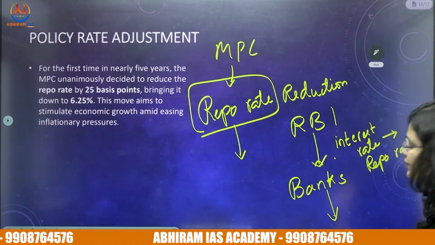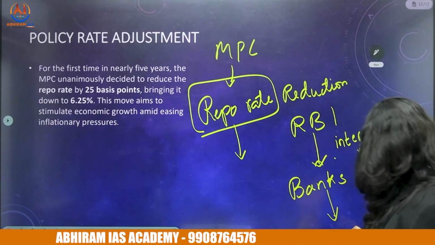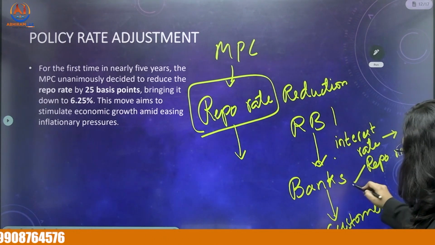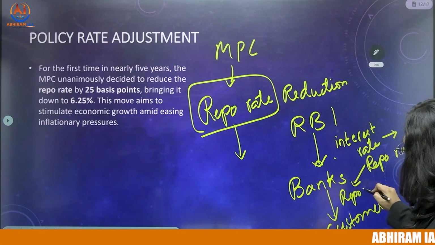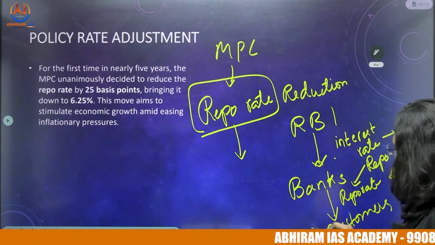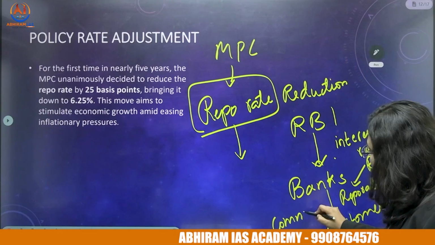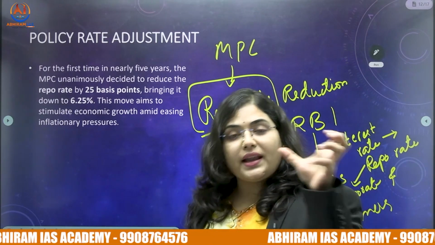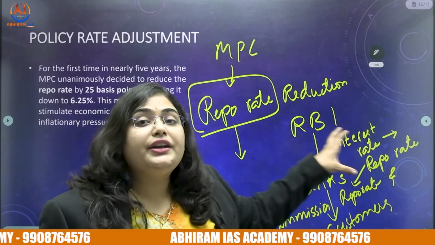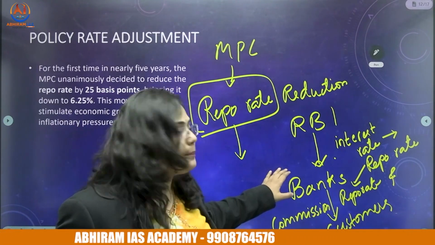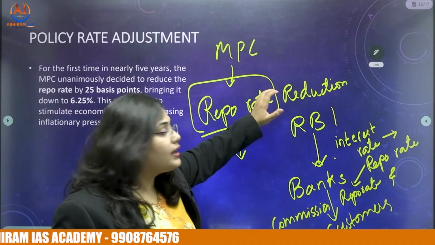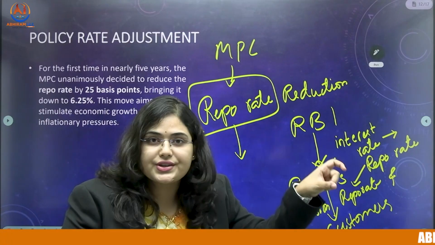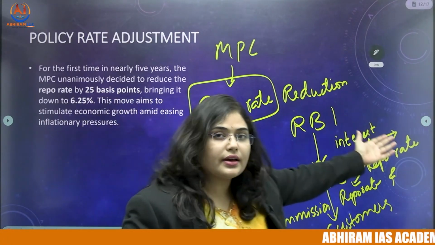And these banks will give money to customers like us. That includes the repo rate and a certain commission for banking. So repo rate plus commission is the interest rate we are paying to the banks. So what is repo rate? RBI is giving money to the banks at a certain interest rate. That interest rate is called the repo rate.